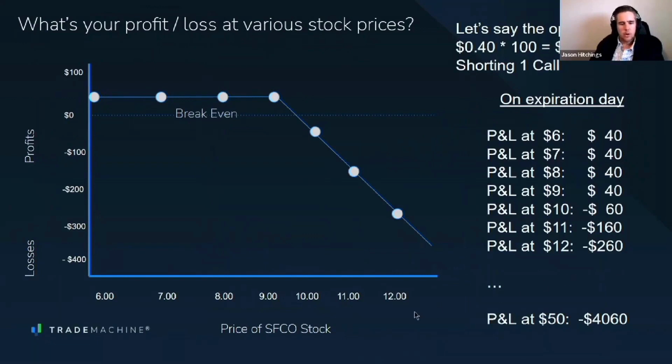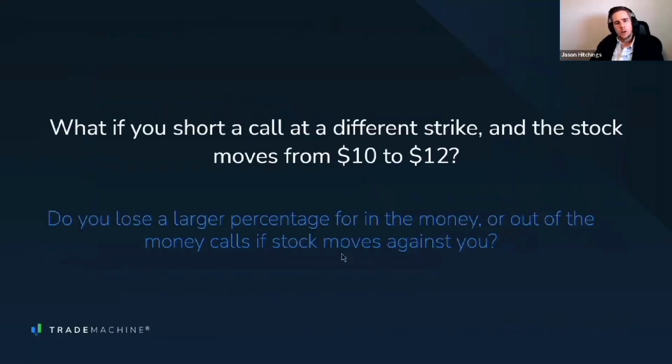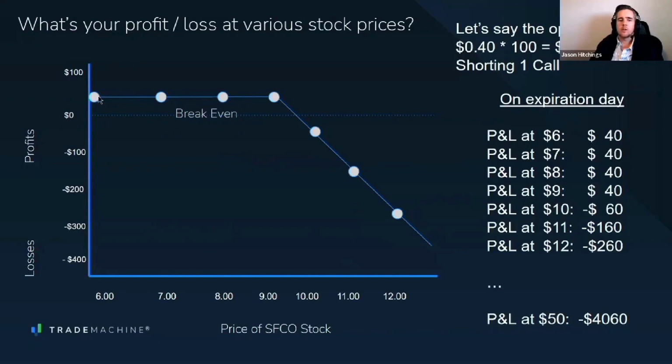So here's what it looks like if we map it all out. We make our profit of $40 up until the strike price is hit, and then we start losing money. I simplified this to just be shorting 1 call, but if you're shorting 5, it's just 5 times all of these values. And then the stock starts going down for 1 contract at $100 per dollar of stock movement. And if you have 5 contracts, then it'd be $500 per dollar of movement. Okay, so that's what happens with a single strike at various stock prices.